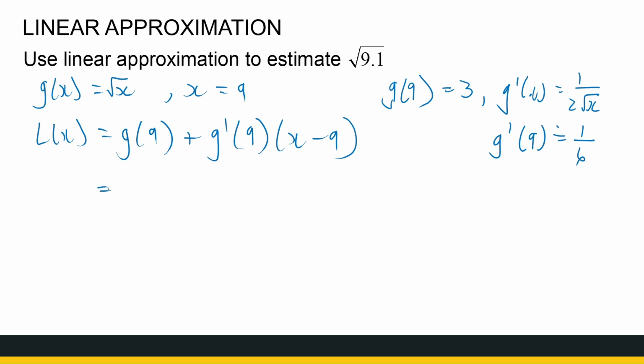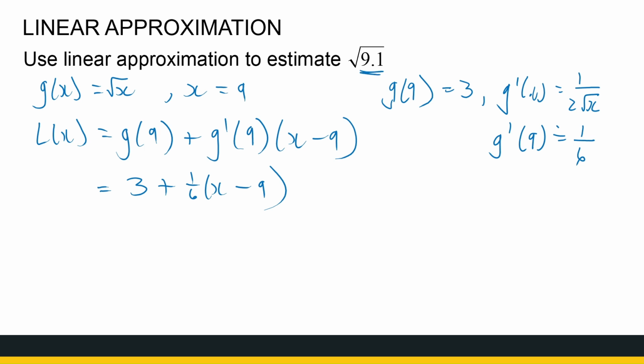So that linear approximation is again going to be 3 plus 1 over 6 times x minus 9. So that's my linear approximation. We can leave it like that, or you can simplify it, but it's easier to leave it like that. So let me show you why.